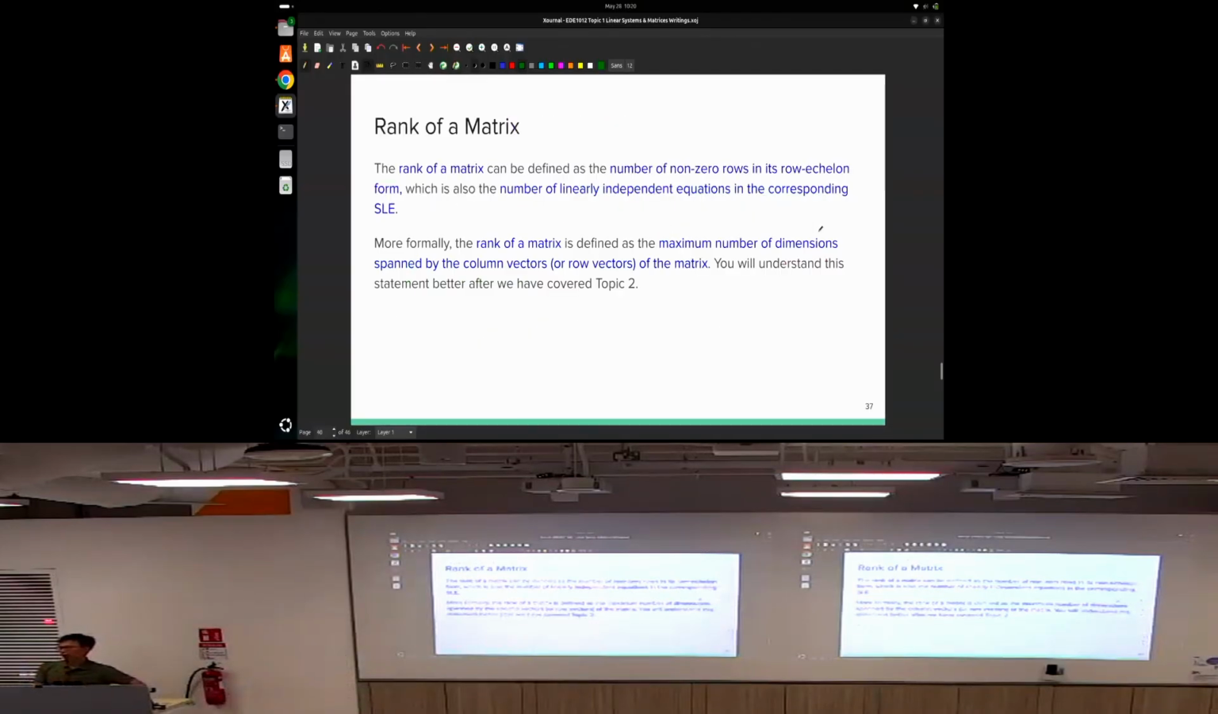Right, so let's continue with the rank of a matrix. This one is an introduction first. Later on, after topic 2, we will revisit this again, because after topic 2, you'll understand this better. So what's the deal with the rank of the matrix? The rank of the matrix is simply defined as the number of non-zero rows in the row echelon form, which also represents the number of linearly independent equations in the system.